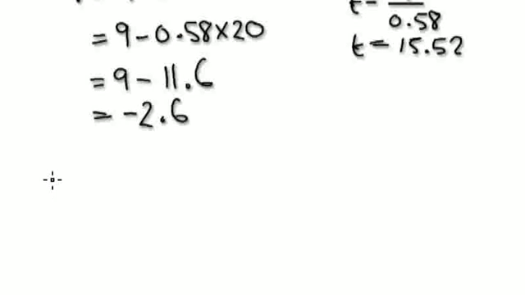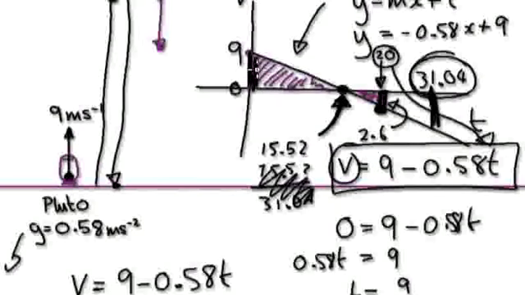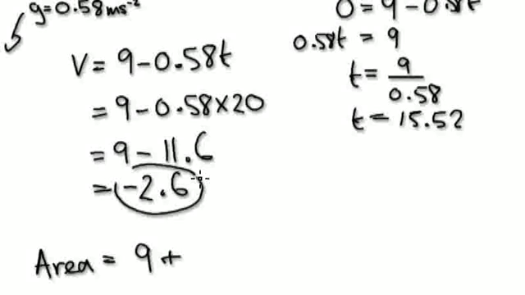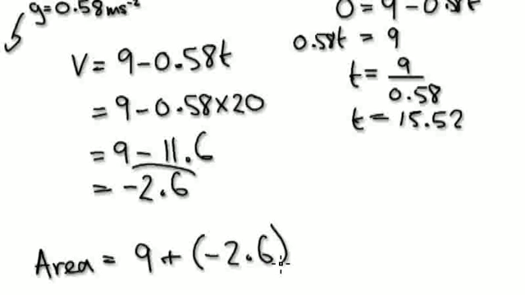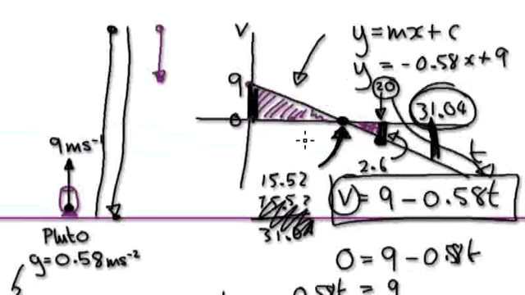Okay, so sum area. I'm just going to say area equals, what was it? Equals this height here, which is 9, plus this thing here, and then divided by 2 will give us the average, and then we need to times 20 because this whole length here will be 20. It's just like the trapezium rule here.